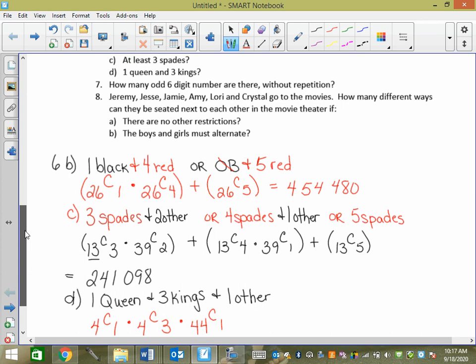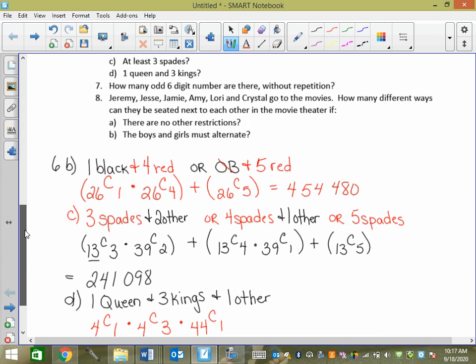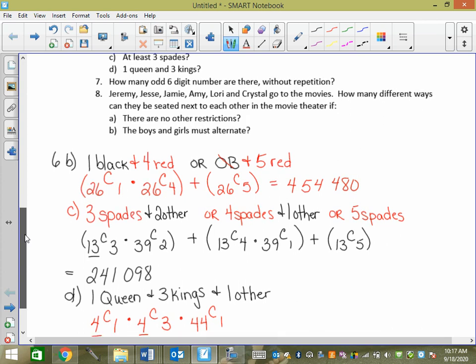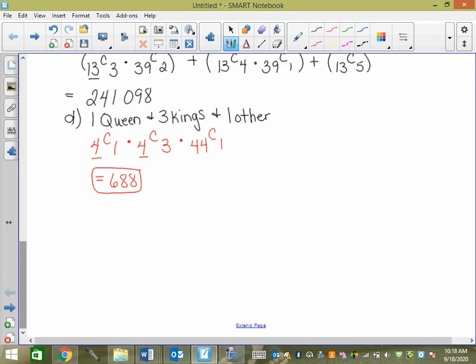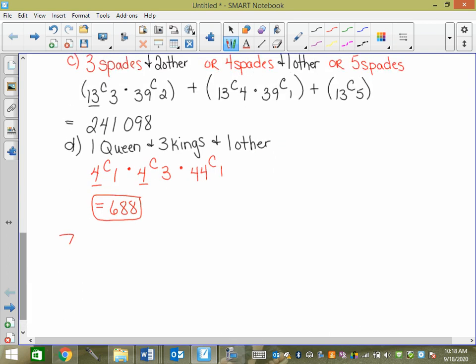Number 7 says, how many odd 6-digit numbers are there without repetition? Odd 6-digit without repetition. So that means I have 6 blanks. What does odd mean? 1, 3, 5, 7, 9. It's what I need to end in. Yeah, 1, 3, 5, 7, or 9. So I have 5 options.